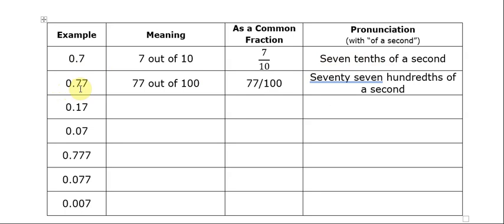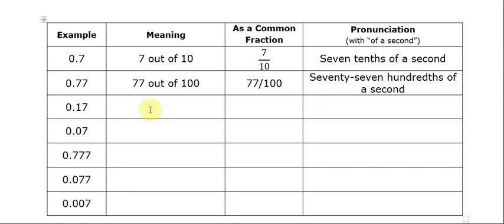Let us look at 0.77. Now that means 77 out of 100. And as a common fraction, we could write that as 77 over 100. And how do we pronounce that? We pronounce that as 77 hundredths and in context of a second, 77 hundredths of a second, for example.